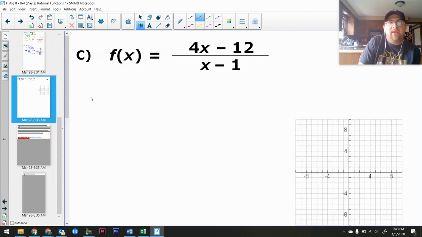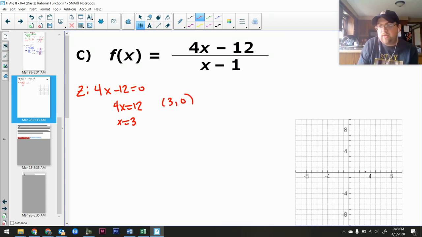So first thing we want to look at is where the zeros are. The zeros are where the numerator equals 0. So in this case, add the 12 over, divide by 4. x is 3. So 3 comma 0 is the only 0 here. Now, the vertical asymptote is where the function is undefined, at x equals 1. x minus 1 equals 0, so x equals 1. All right, so that means a vertical asymptote.